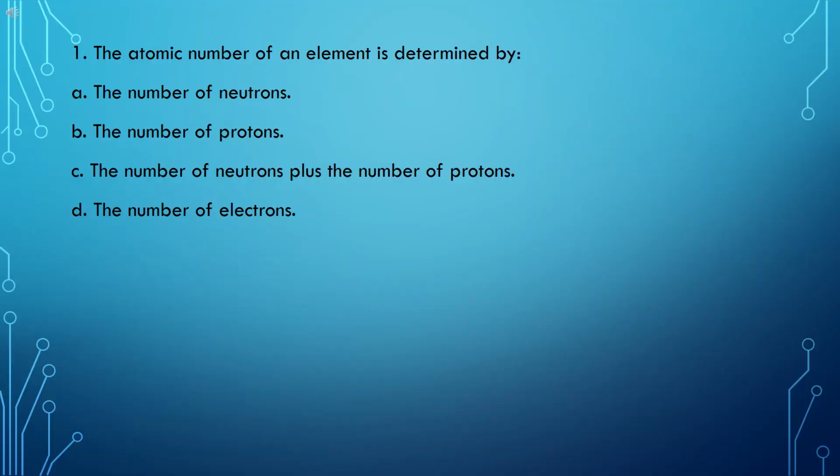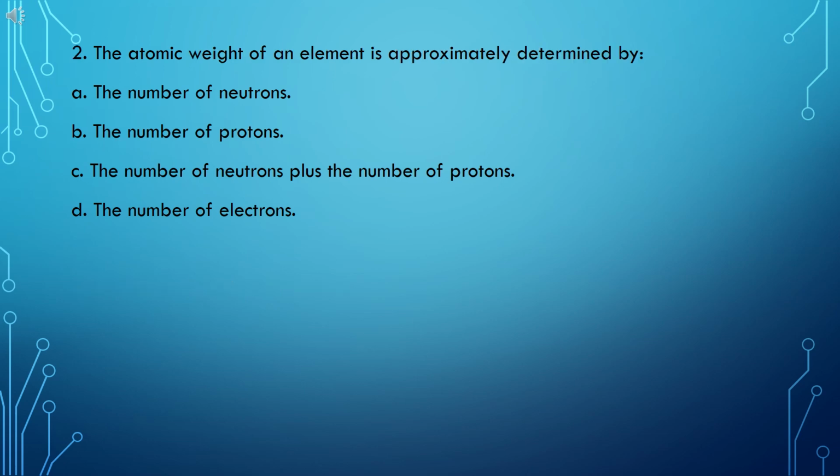Question number 1. The atomic number of an element is determined by: letter A, the number of neutrons; letter B, the number of protons; letter C, the number of neutrons plus the number of protons; letter D, the number of electrons. The answer is letter B, the number of protons.